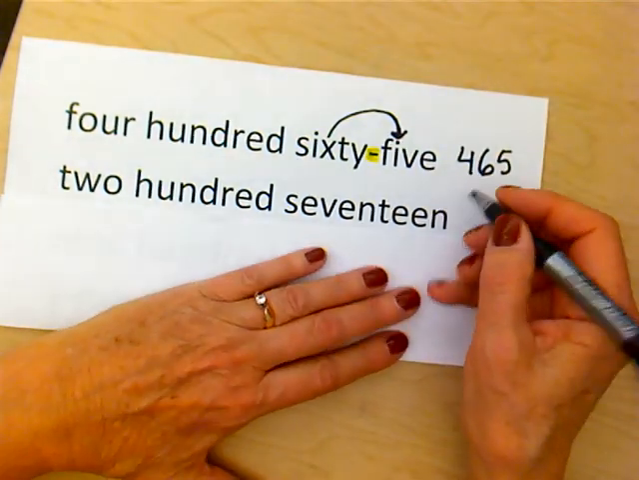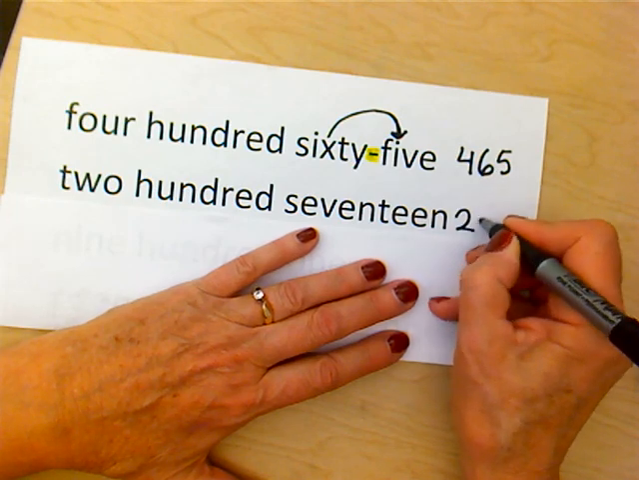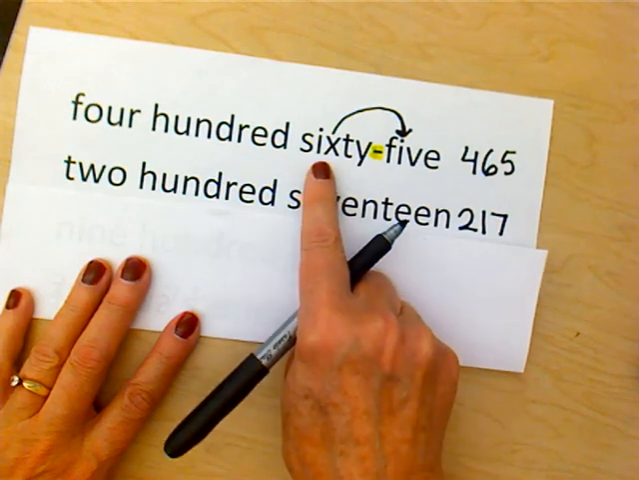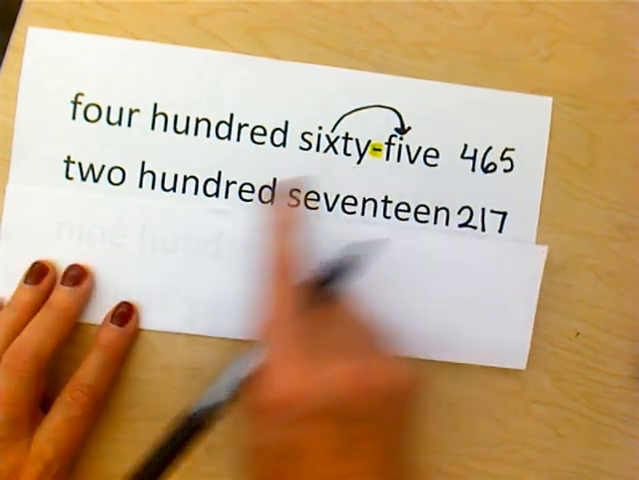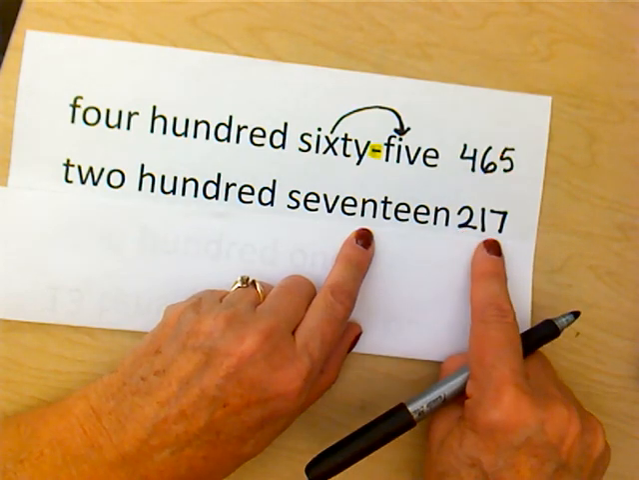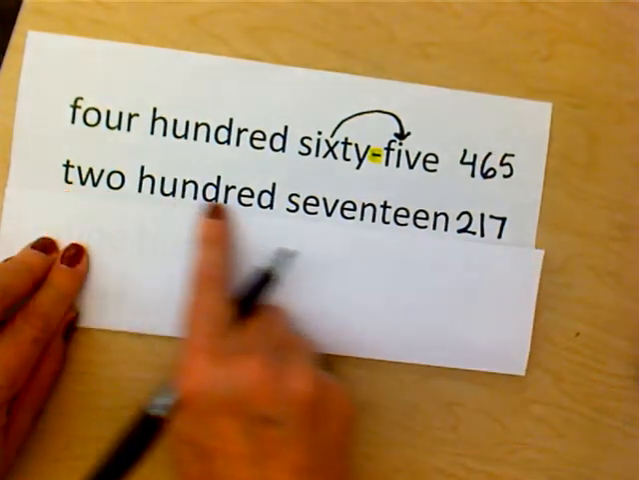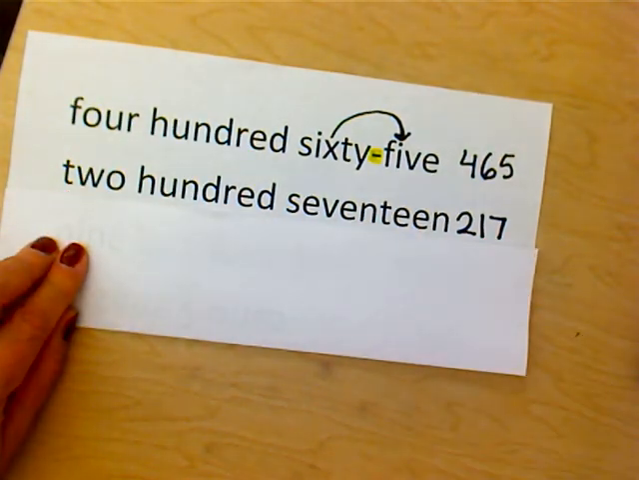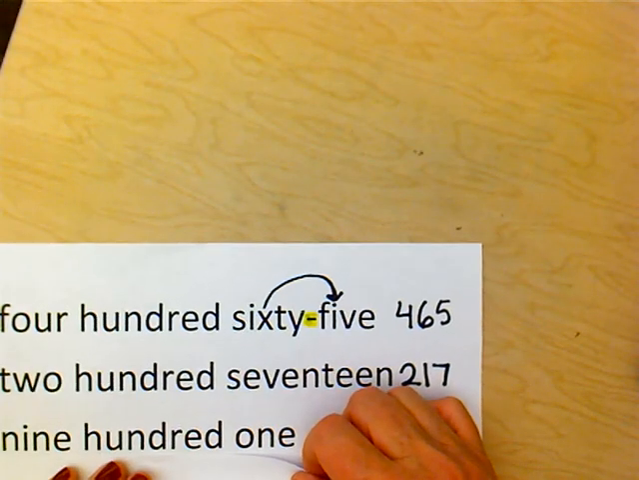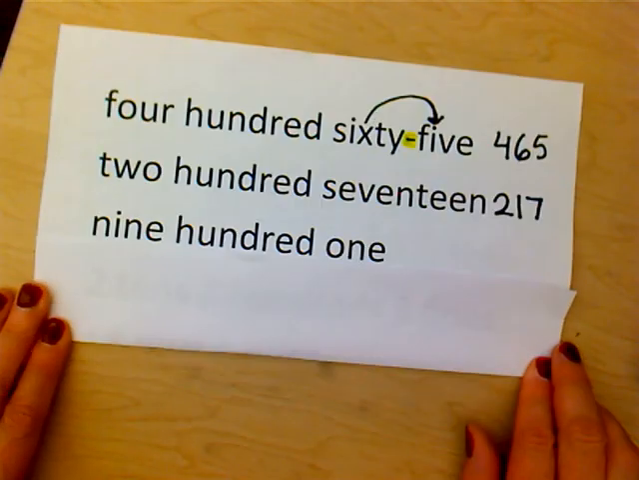Did you say that this was 217? No hyphen because I'm not connecting tens and ones. 200, 217, 17. Word form and standard form. Okay, let's come down to the next one. Here you go, same thing.